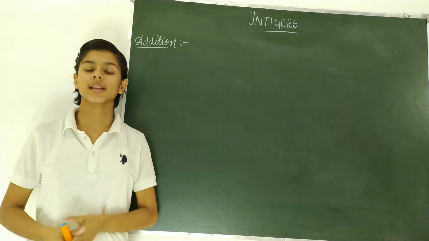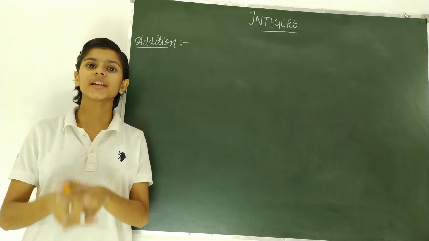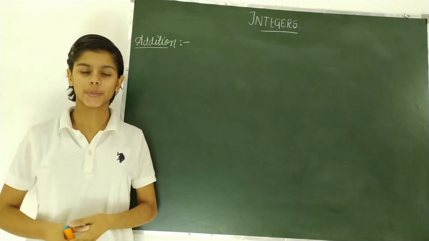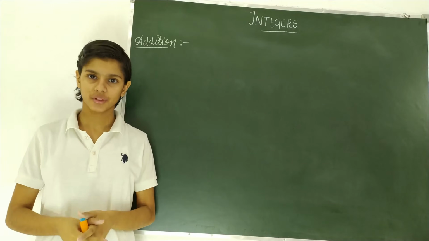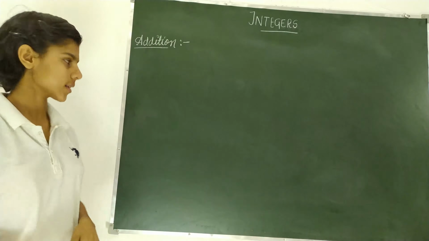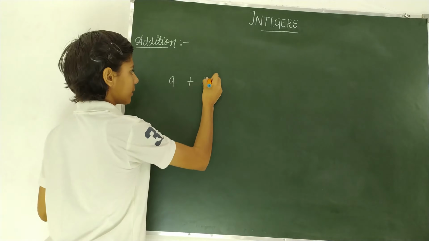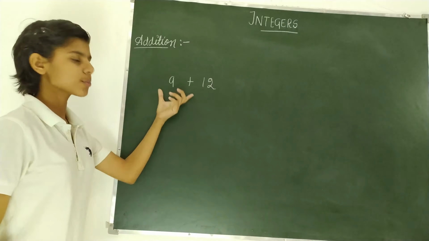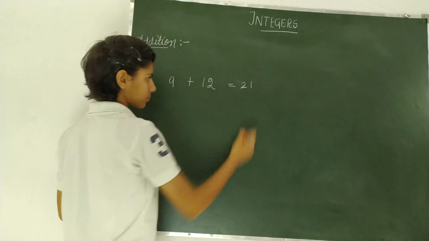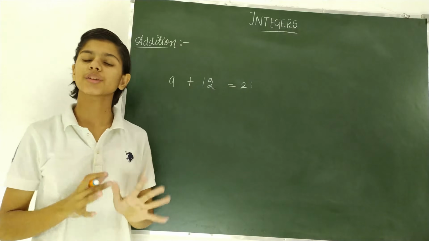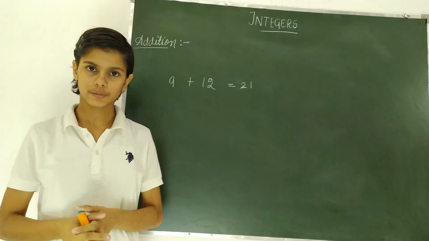So now we will discuss about how to add 2 integers. Adding integers have mainly 3 properties. Those 3 rules are related to the addition of integers. So first one is, if you are adding any 2 positive integers, 9 plus 12, these both are positive, so the answer will be also positive. This is the first one, that if you will add any 2 positive integers, the answer will be also positive.